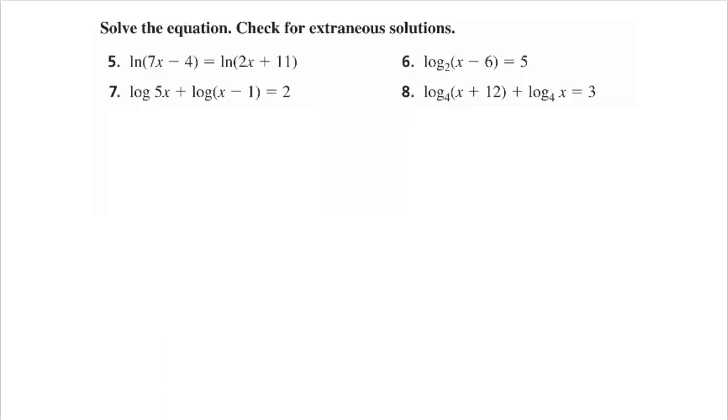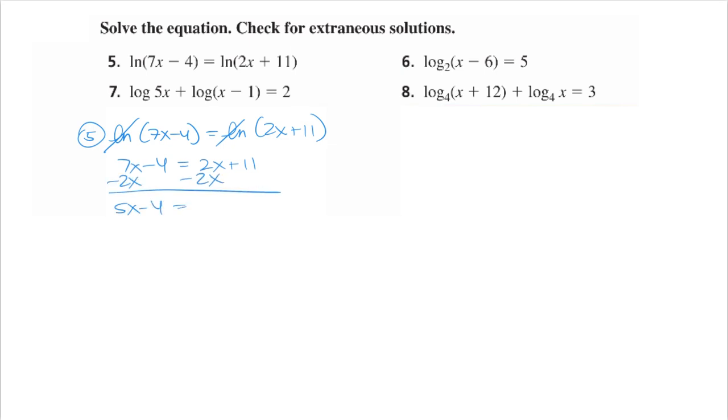So here we have just a bunch of them. We're going to do them all, okay? Number 5 is like an example of all the different ones. Number 5 is natural log of 7x minus 4 equals natural log of 2x plus 11. It's a single log on each side, so I can cancel them. 7x minus 4 equals 2x plus 11. Subtract 2x from both sides: 5x minus 4 equals 11. Add 4 to both sides: 5x equals 15. Divide by 5, x equals 3. And double check that 3 does not make any of these negative, and it doesn't, so it's valid.